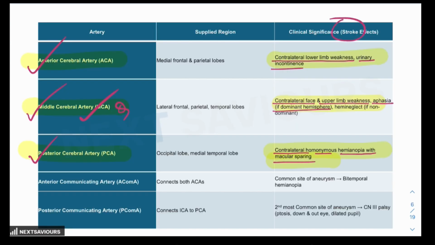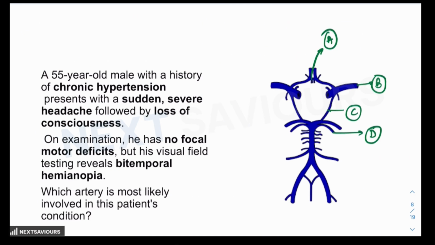Other lesions in the circle of Willis: if there is an occlusion of the anterior communicating artery, which is the most common site for aneurysm, it leads to bitemporal hemianopia. And the posterior communicating artery, which is the second most common site of aneurysm, leads to the clinical features of cranial nerve third palsy, that means oculomotor nerve palsy. So how are these questions kept in the examinations?